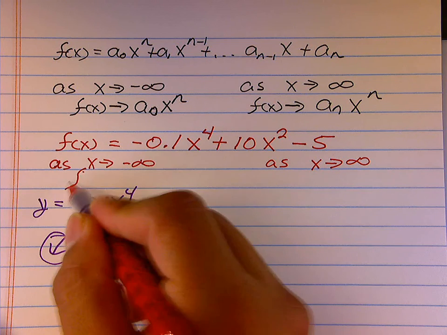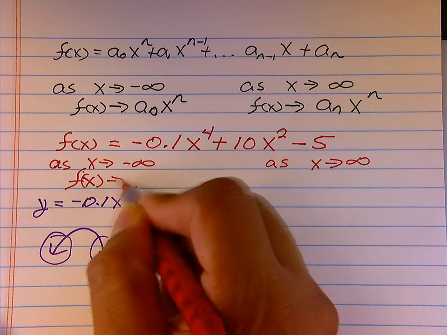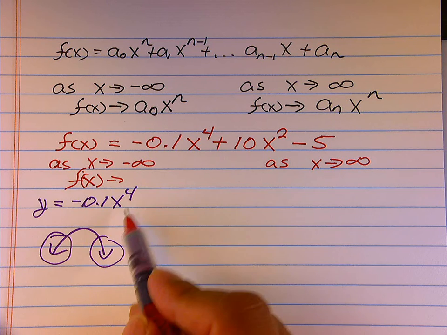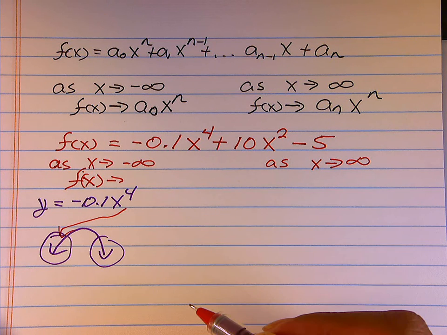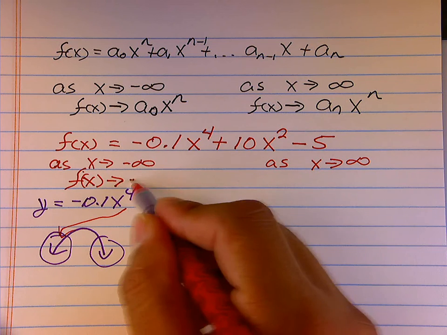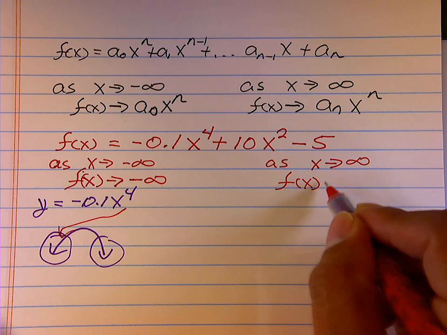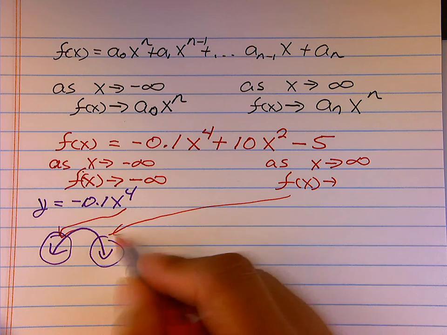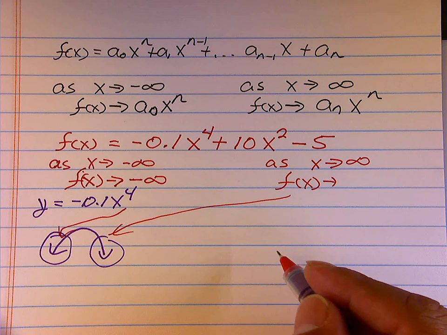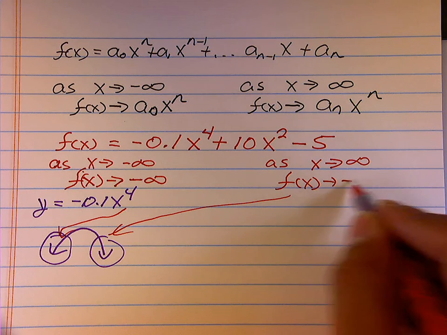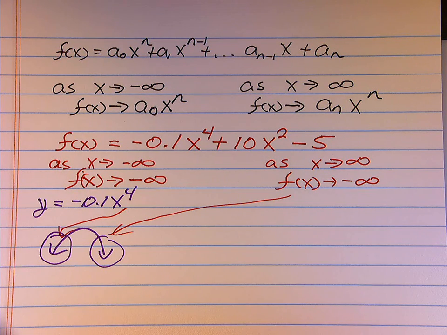So, if I want to know what f of x is doing as I go to the left, it's doing the same thing to the left as this is doing to the left. The function is going down. As I go to the right, f of x is doing the same as this power function is. It is going down. So my lead power function is going down to the left and right, which means my polynomial will be going down from the left and from the right.